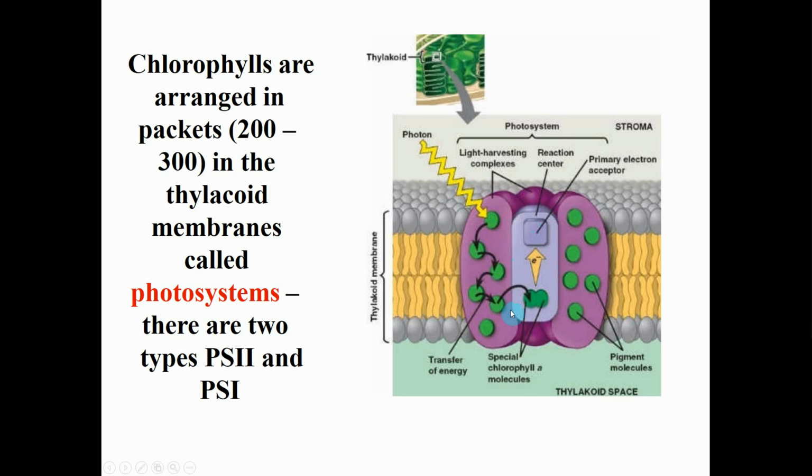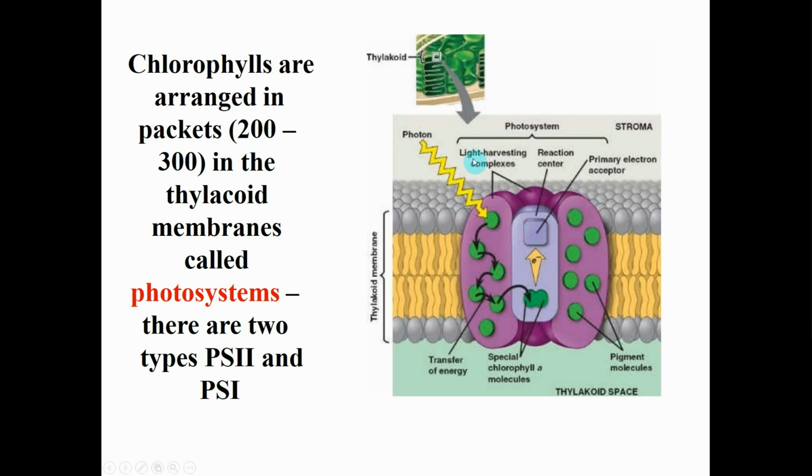The energy is going to jump, jump, jump, and then it's going to excite these electrons. These electrons are going to be excited, up here, bouncing off the walls. And then it's going to get passed on via the electron transport chain along here to the next photosystem. Now we're in photosystem 1.